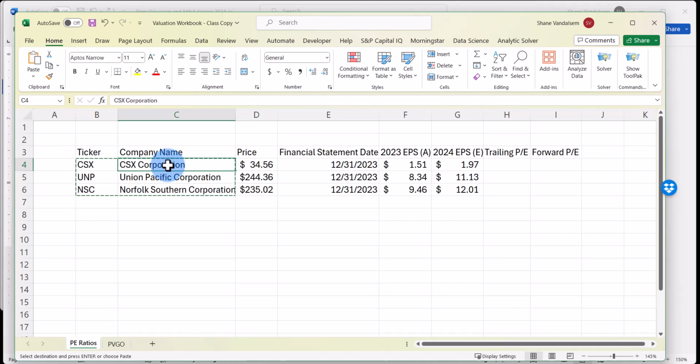You can notice the prices, though. The stock prices are very different. And this is primarily just a function of the number of shares each of these firms has outstanding. So you can see Union Pacific and Norfolk Southern, their stock prices are fairly close, but CSX Corporation has a much lower value than the other two in terms of stock price. That doesn't mean the company's worth less.